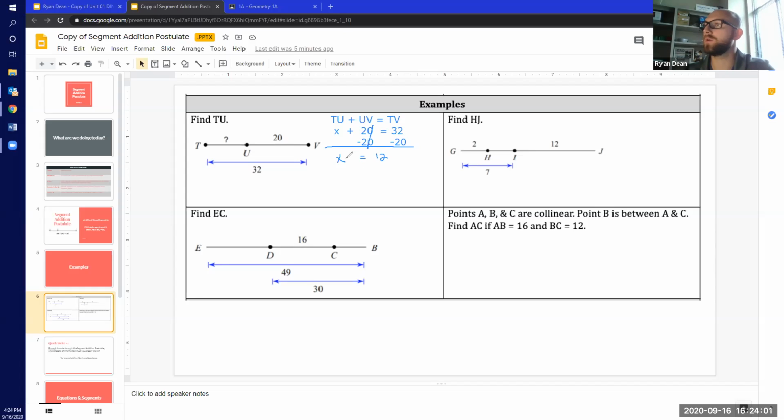Now you're saying, oh, x is equal to 12. Yes, that is correct. This is not your answer though, because remember, we're solving for TU. So I'm going to replace x with TU, and that is equal to 12.